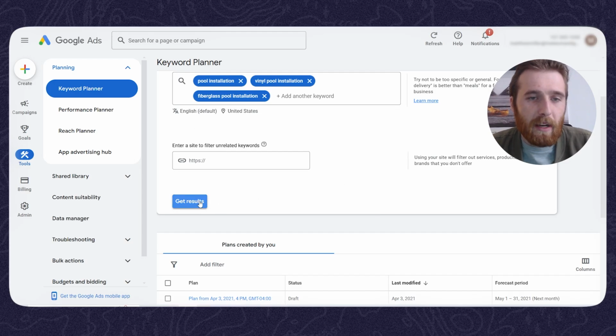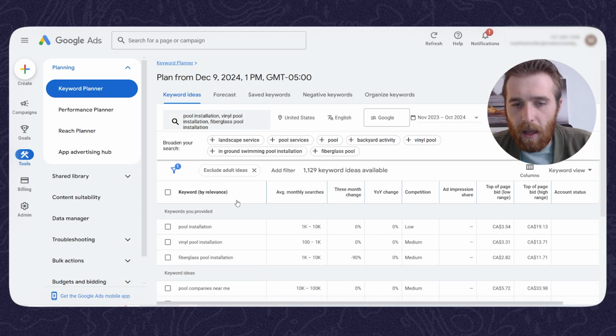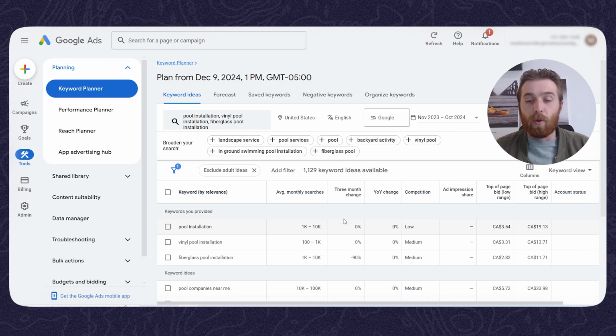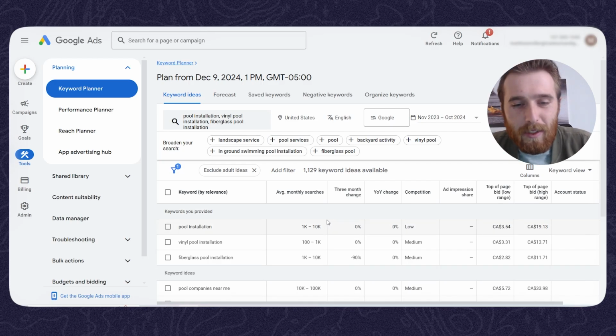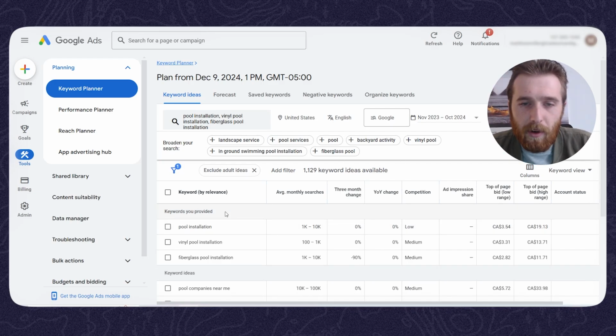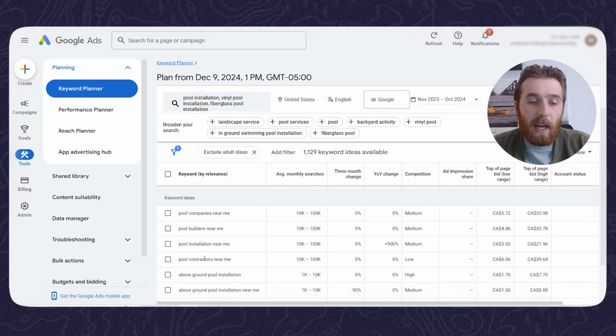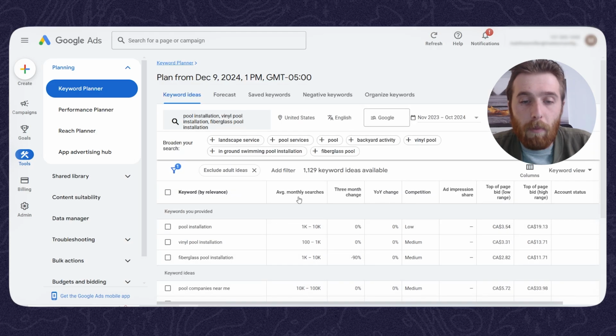Then what we're going to do is hit get results. And this is something that normally looks very imposing and scary to a lot of people. It's honestly not. I'm going to walk you step by step through here. First off is the actual keyword. So these are the keywords people are typing in and that are getting actual monthly search results.